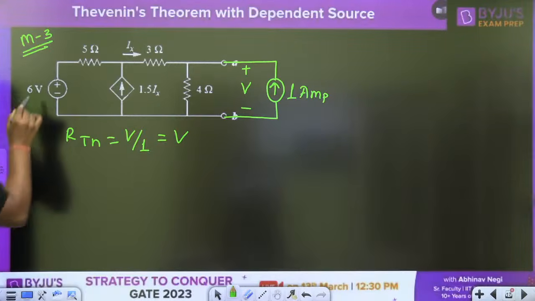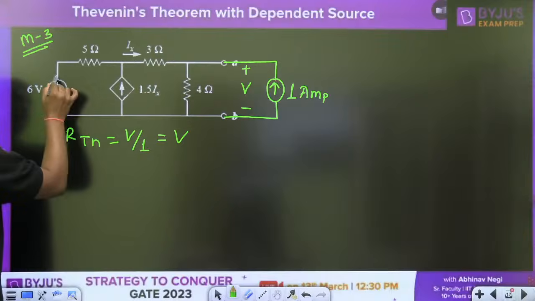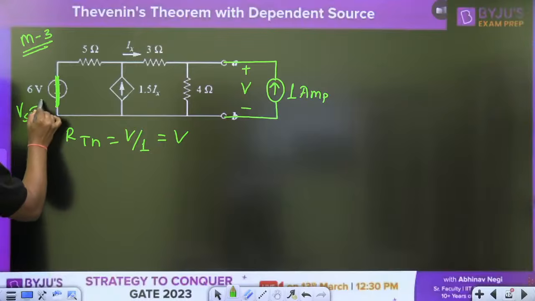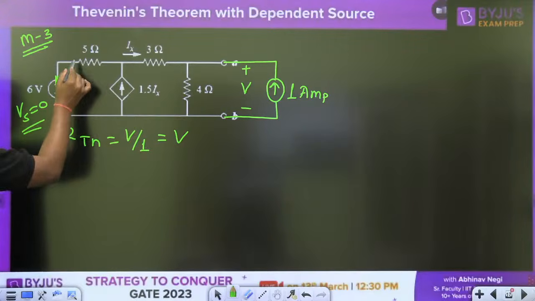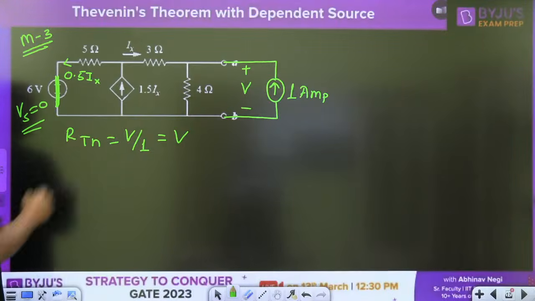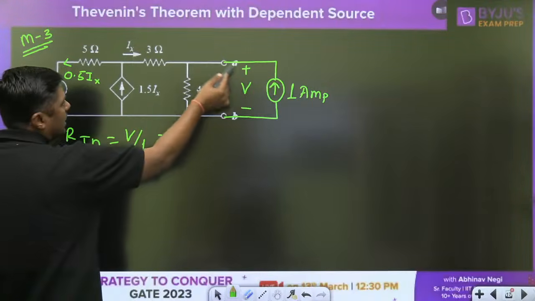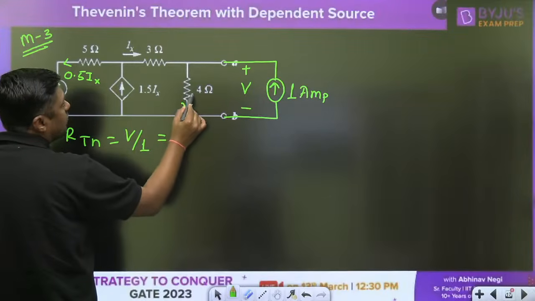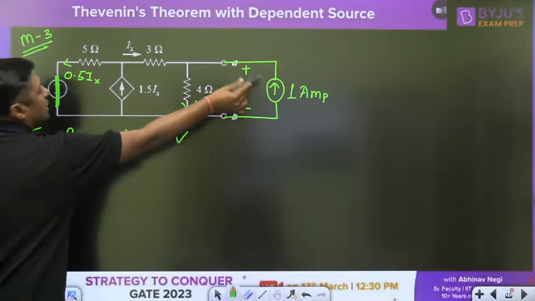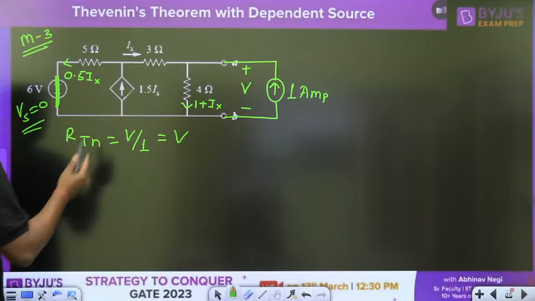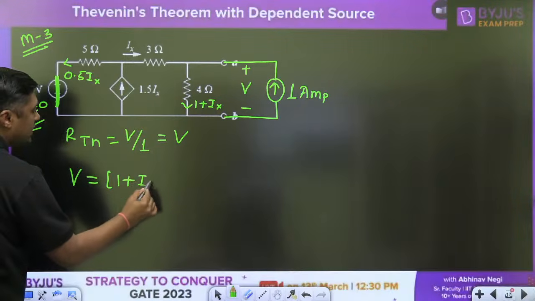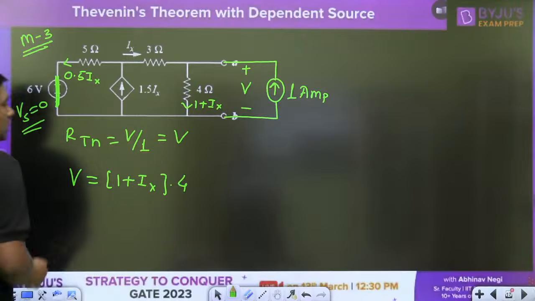Now second thing, always remember, when we are connecting a test battery, always make the dependent sources equal to 0. Same distribution, the current is 0.5 Ix. Here it is the Ix. Now 1 ampere current is here, so you can write 1 plus Ix. What is the current? 1 plus Ix. Directly you can write V is equal to (1 plus Ix) into 4. We have to find the V.